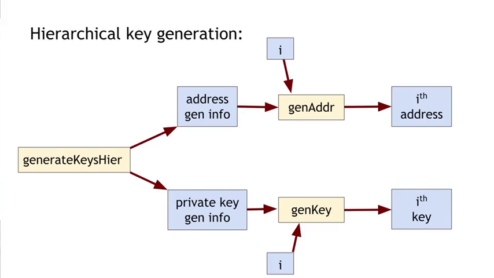The other thing that's important is that we have a security property, and the security property is this: the address generation info doesn't leak keys. That is, it doesn't leak any information about what the keys might be. And that means that it's safe to give the address generation info to anybody, and so that anybody can be enabled to generate the ith address.